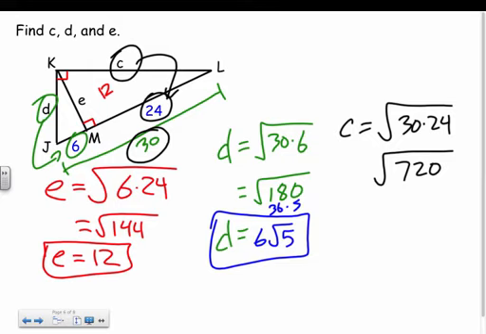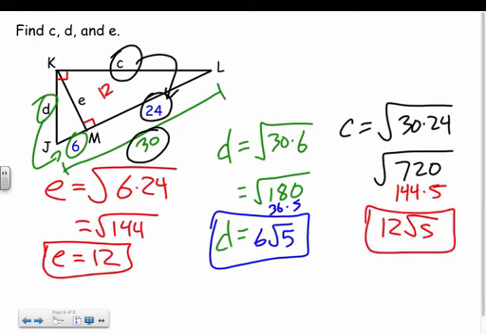What about 64? Let's try 64. 64 does not work. Let's try 100, doesn't work. What about 144? 144 works. So 144 times 5, and the square root of 144 is 12, and the square root of 5 is just 5. And we're done. That's what c equals.